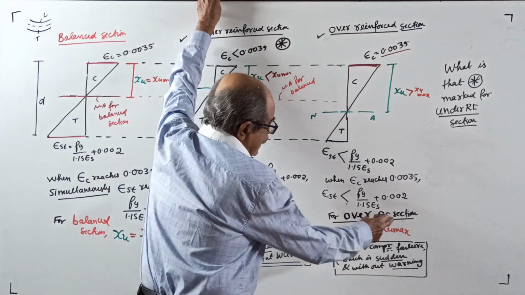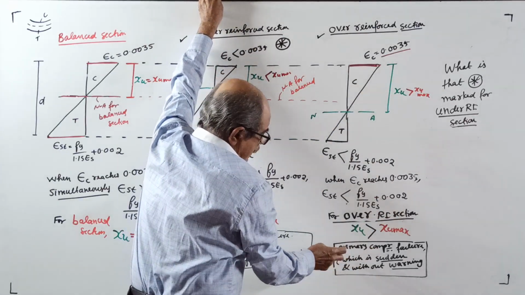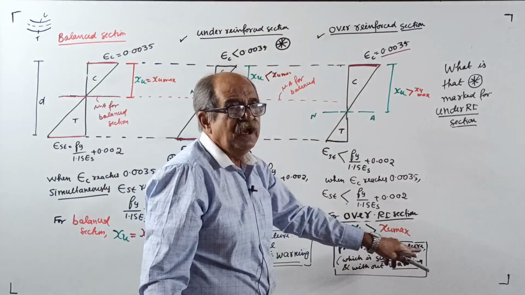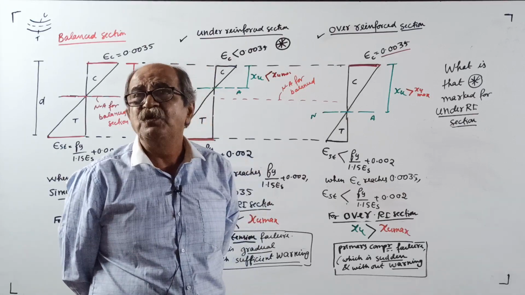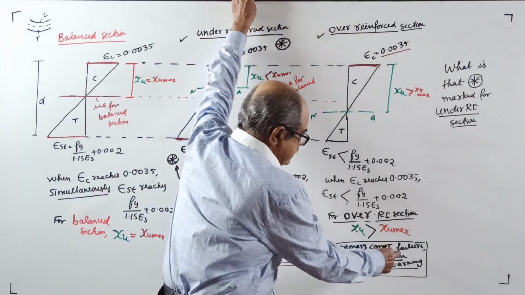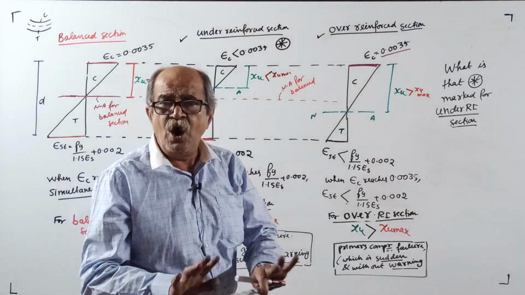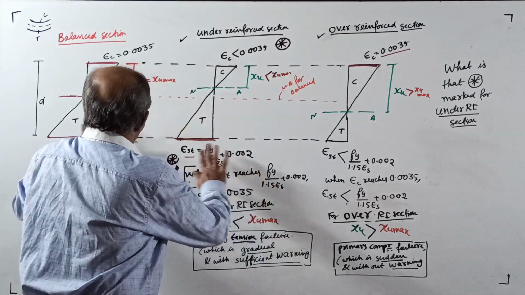Therefore, for over reinforced section, XU is more than XU max. And remember, make a note here: over reinforced section will have primary compression failure. Some people call it brittle failure, which is sudden and without any warning. Therefore, not preferred. This is a basic part now.